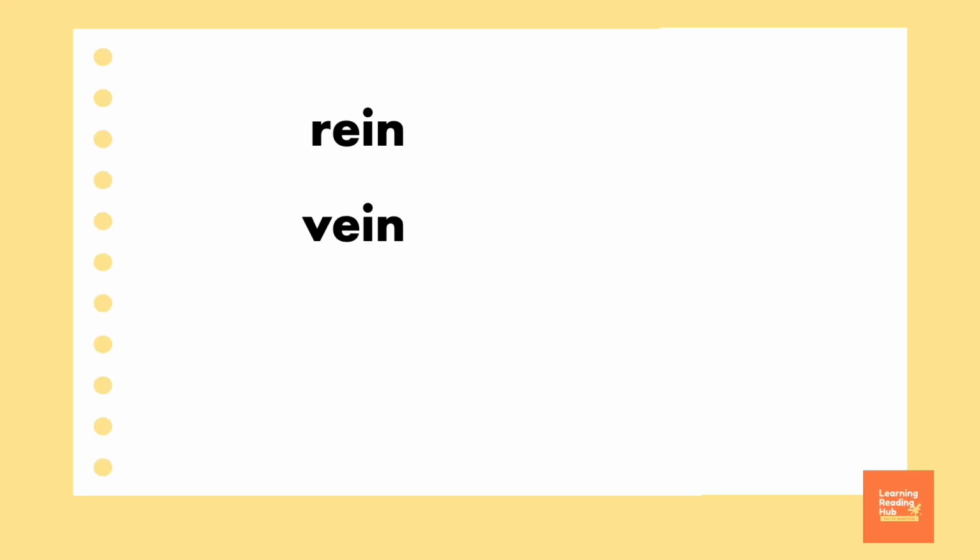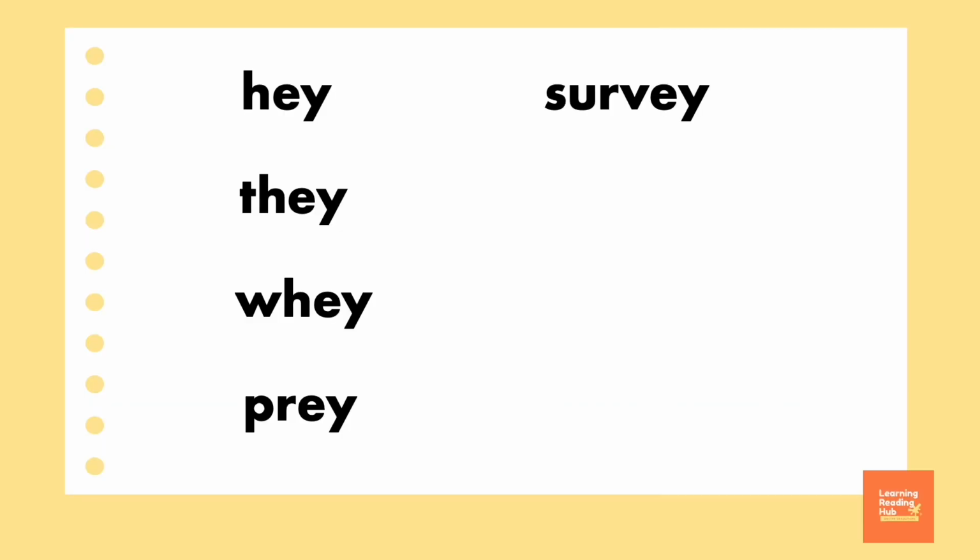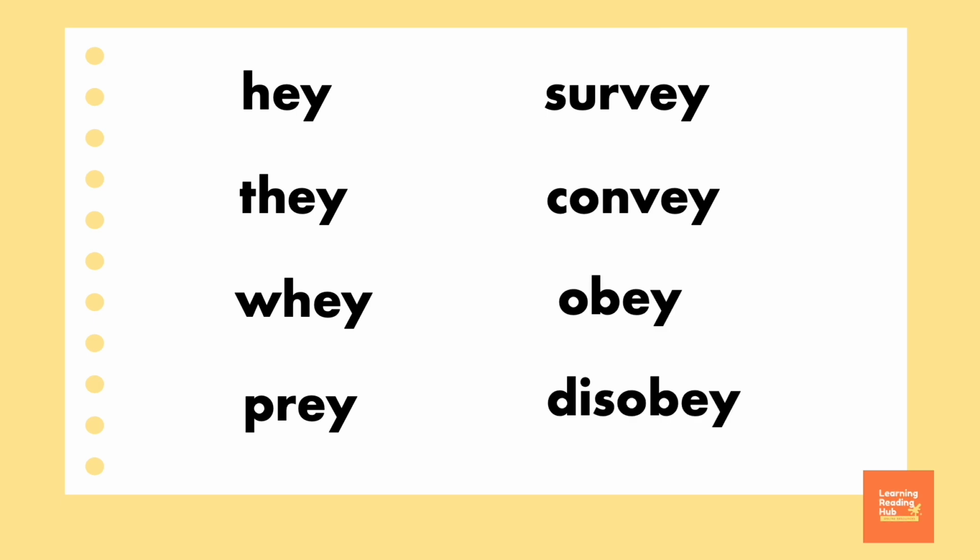EI. There aren't many words with this spelling either. The most common ones your child will bump into are rain, vein, veil, rein, beige, reindeer. EY. This is the EI pair really. Remember, as we've seen before, words do not end with the letter I in English. We use the letter Y instead as a replacement. The words that we need to remember here are hey, they, way, pray, survey, convey, obey, disobey.